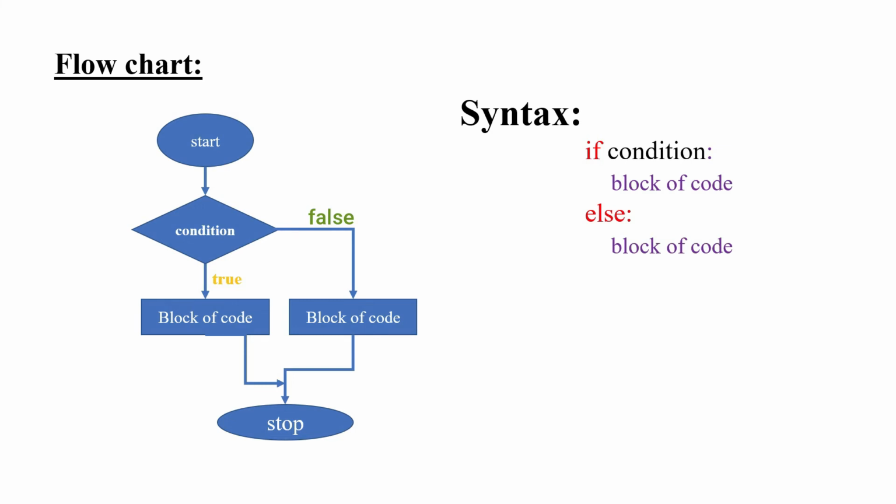Syntax of if-else statement. First, if keyword, space, condition and colon. Press enter. It will leave 4 spaces for indentation and write block of code. Next, enter. To exit this block of code, press backspace. Else keyword. Here we don't write any condition. We use colon. Press enter and write else block code, means false condition block.